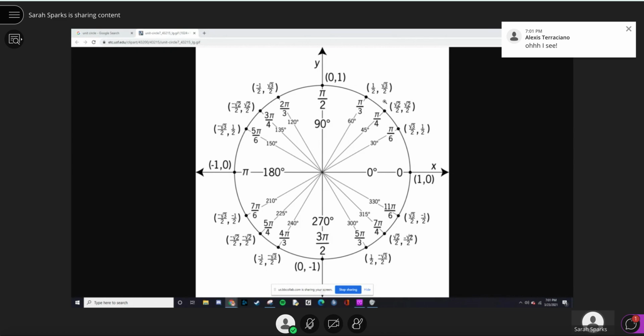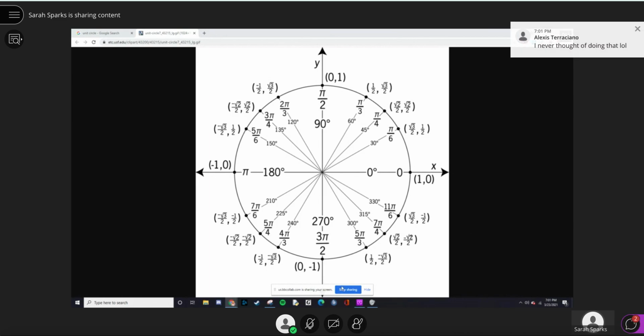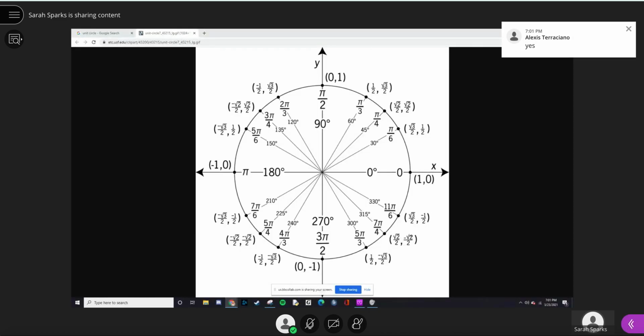Yeah, and you can do the same thing using the arc cosines. Do you have a unit circle pulled up so I can put back? Okay, I'm going to go back to my writing.